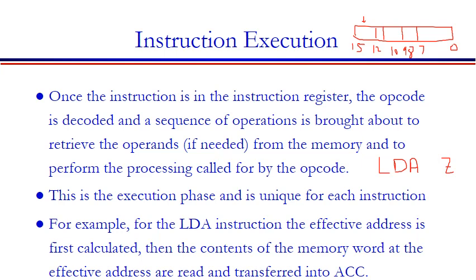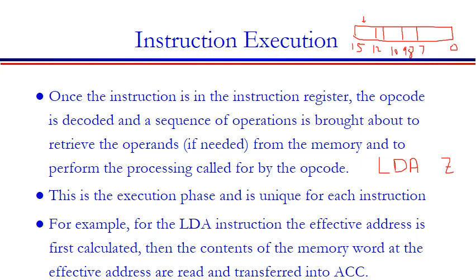Now we will discuss the instruction execution phase. The instruction execution phase is the phase where the instruction will be executed. Once the instruction is in the instruction register, the opcode is decoded and a sequence of operations is brought about to retrieve the operands from the memory and to perform the processing which is called for by the opcode. We have discussed in detail the instruction format. We have discussed that the instruction format consists of 16 bits.